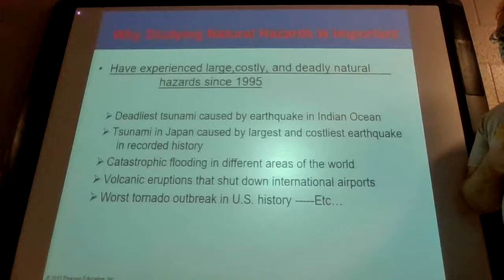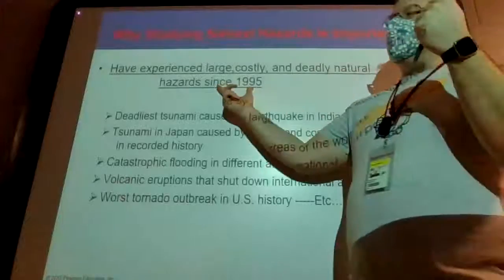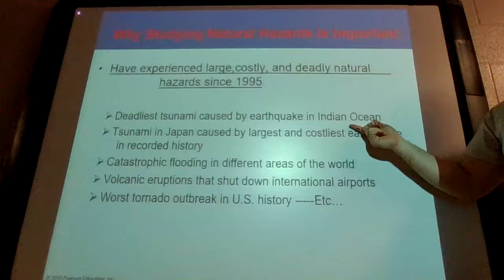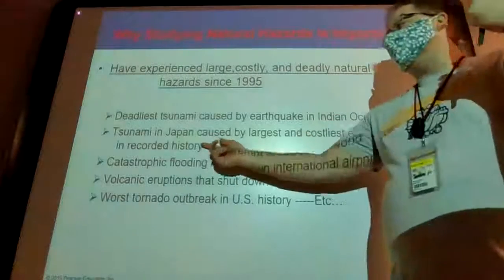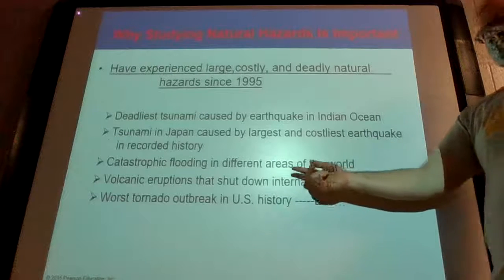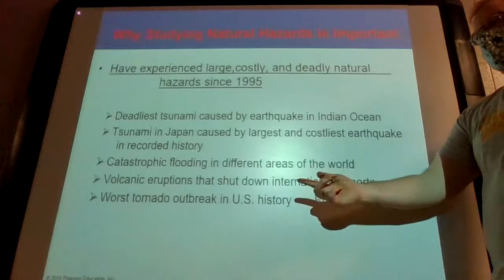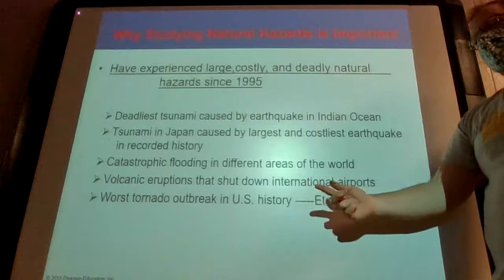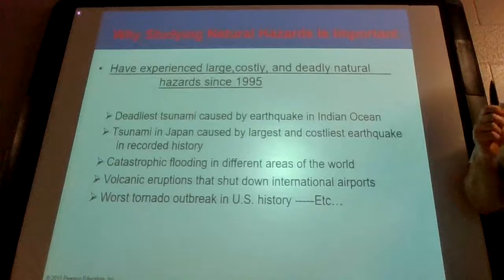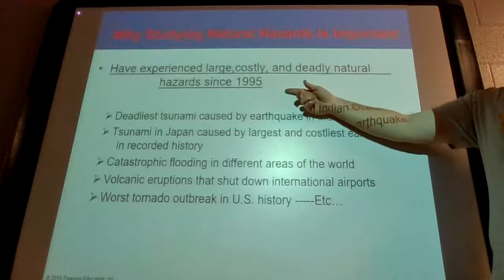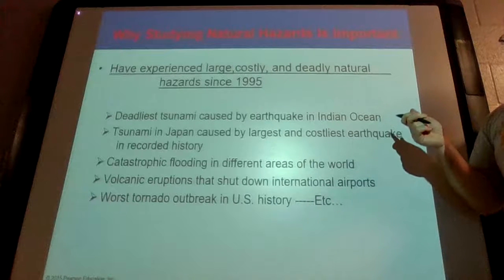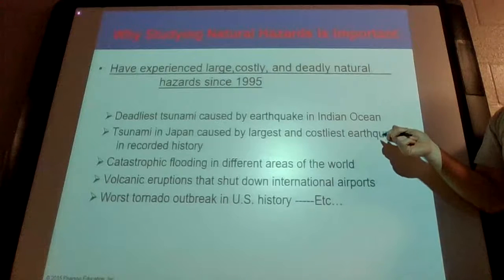So recently, I guess they're saying since 1995, we've had the deadliest tsunami caused by an earthquake in the Indian Ocean. We've had tsunamis in Japan caused by the largest and costliest earthquake in recorded history. We've had catastrophic flooding in different areas of the world, volcanic eruptions that shut down international airports, the worst tornado outbreak in U.S. history. And this has all been in the last 25 years. And so a lot of stuff really has been compiling lately.